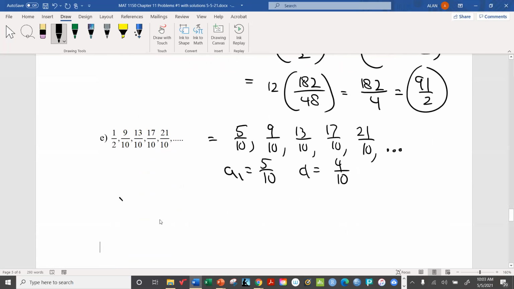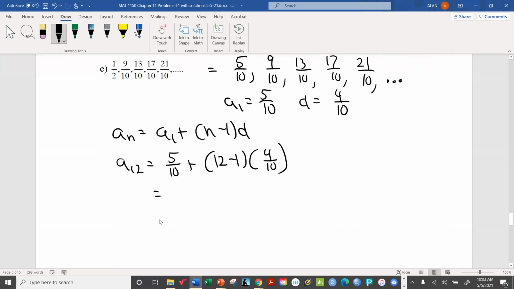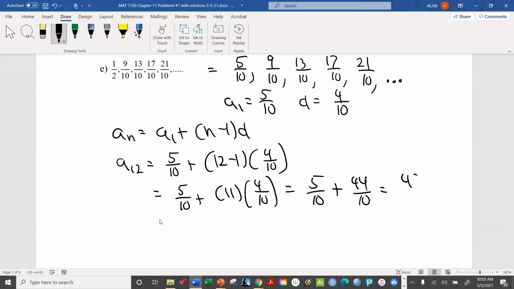So the 12th term will be attained the usual way. So we'll have A12 is 5/10 plus 12 minus 1 times the difference, 4/10. And so we'll have 5/10 plus 11 times 4/10. All right. And so it's 49/10, and we can just leave it like that. There's no point in trying to reduce it. There's nothing we can really do with it.